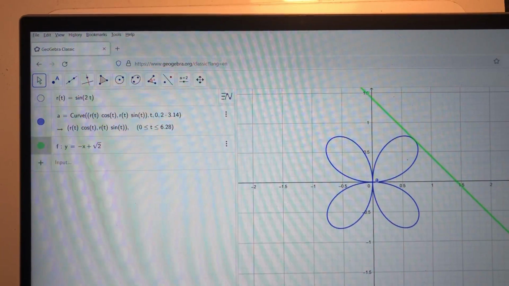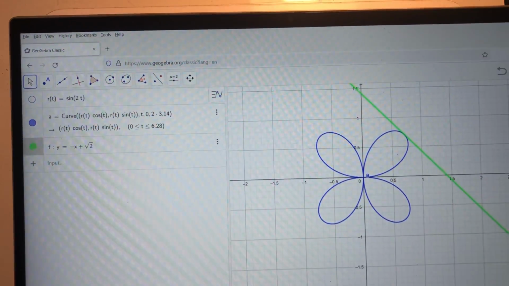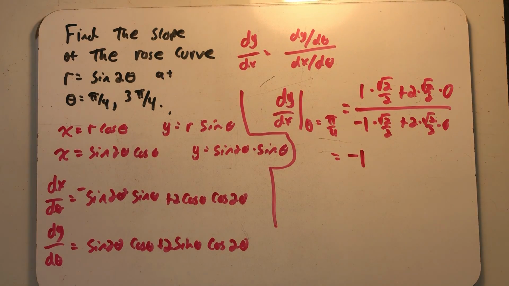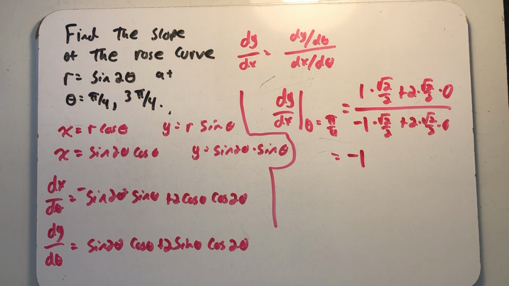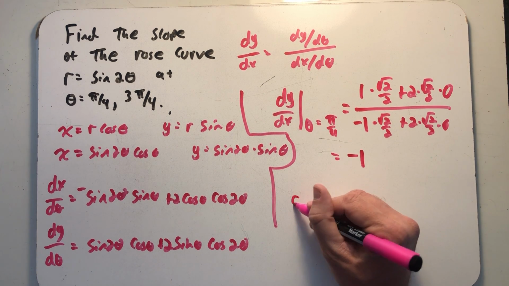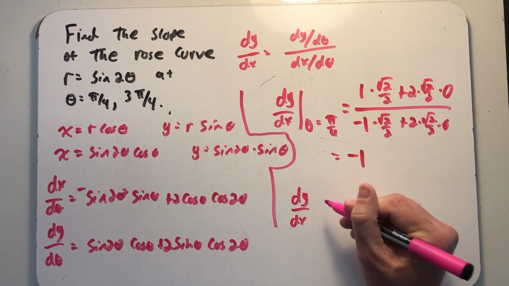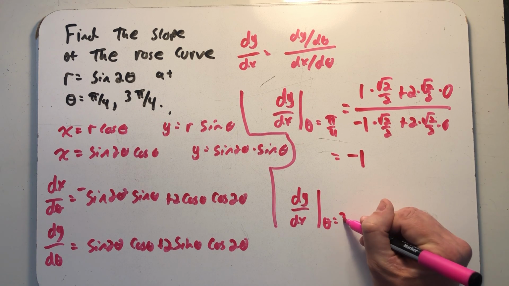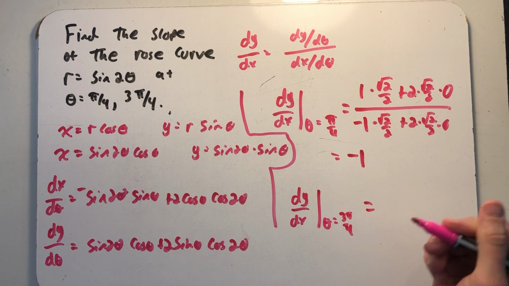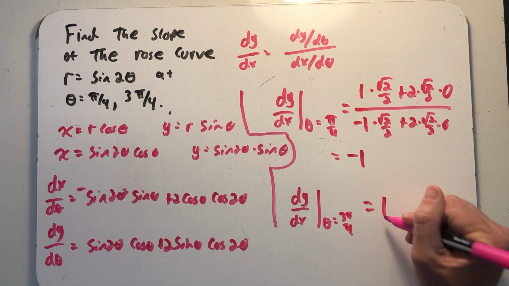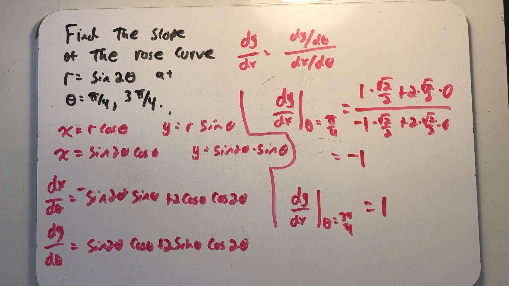All right, well, just looking at the symmetry, I think I know what the slope's going to be over at 3 pi fourths. Without doing any calculation, dy dx at 3 pi fourths would have to be positive 1. And I invite you now to plug 3 pi fourths into these equations just like I did there to establish that.